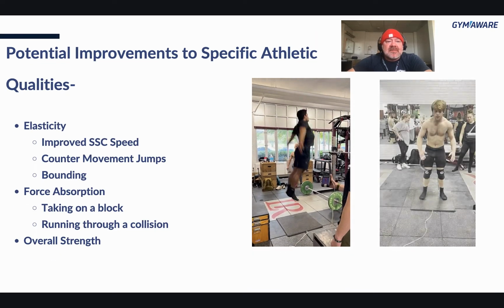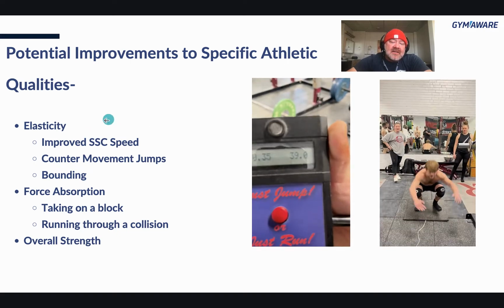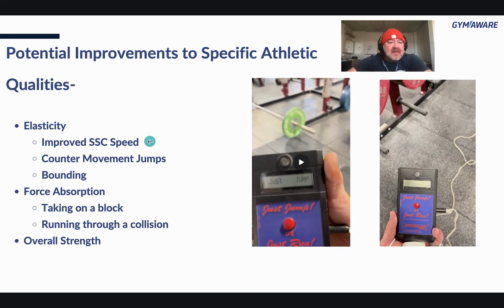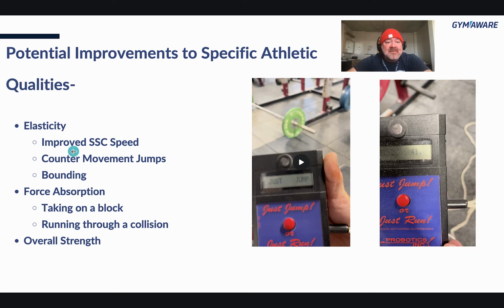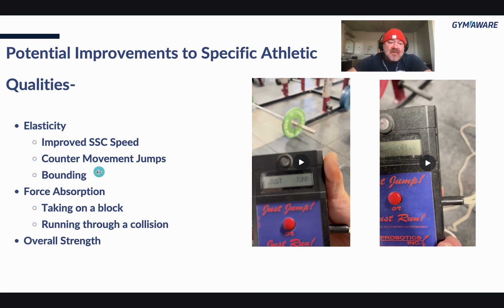Potential improvements to specific athletic qualities, elasticity we already talked about. So you're going to get the improved stretch shortening cycle, which helps with speed, sprint speeds. Countermovement jumps could go up. Bounding gets better, which is part of the reason why you get faster at sprinting. All because of those adaptations of titin and the tendons. They're going to get stronger and thicker and produce more and more force for you. Passive force, which is even better.